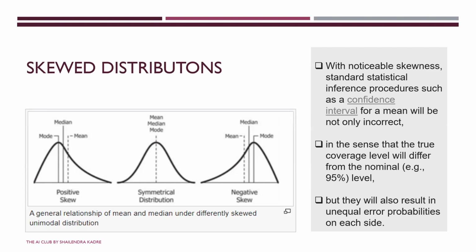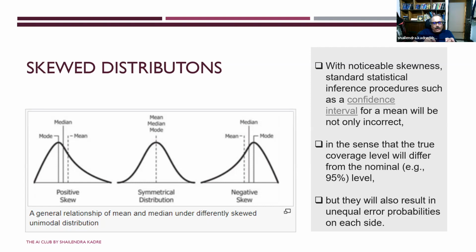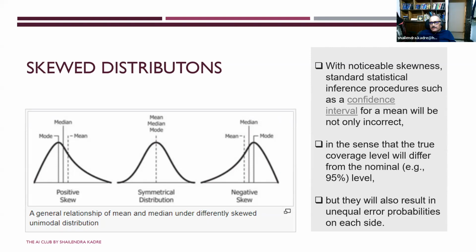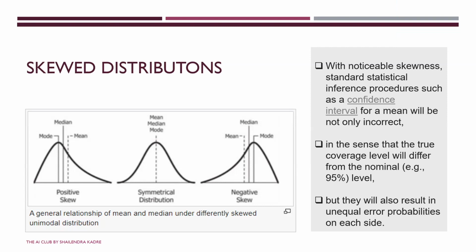So now here, mode is less than median and median is less than mean, right? Mode is less than median and median is less than mean. Is that correct? Yes, sir. Correct now? Yeah, correct. Now see the negatively skewed.